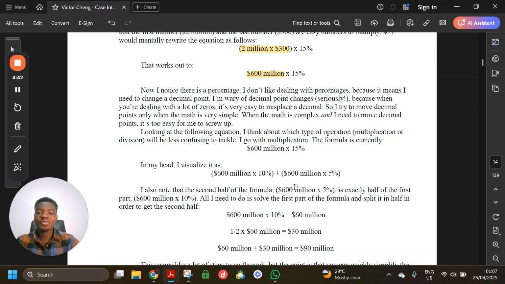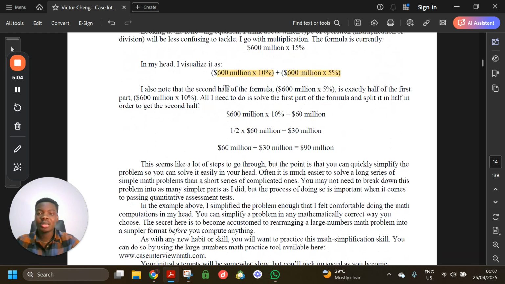Again, instead of trying to calculate what 15% of 600 million is, depending on your math skills, that might be easier or harder for you. You can also think of it as 600 million times 10% plus 600 million times 5%. And it's easy to see that 600 million times 5% is simply half of 600 million times 10%. So once you get this number, which will be 60 million, you just halve that, 30 million, and you get your answer, which will be 90 million.